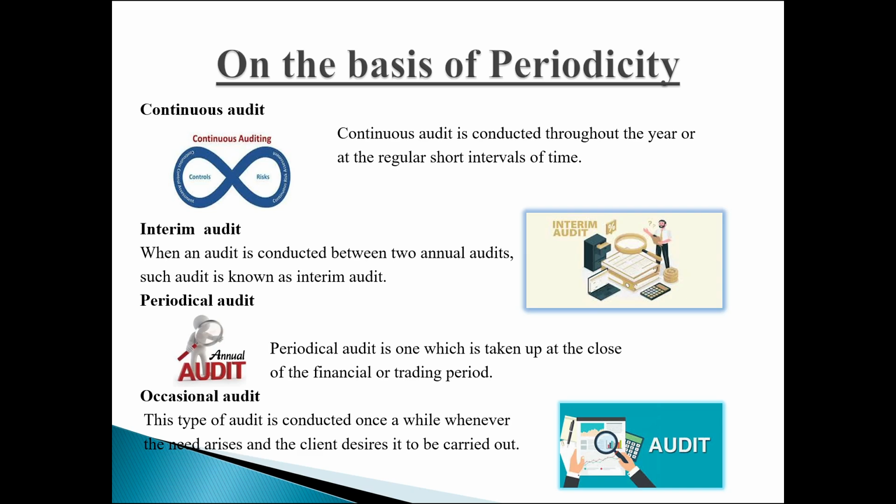In spite of certain advantages, there are some drawbacks also in continuous audit, such as the chance of alteration of figures, it is expensive, and queries may remain outstanding. Then second classification is interim audit. When an audit is conducted between two annual audits, such audit is known as interim audit.